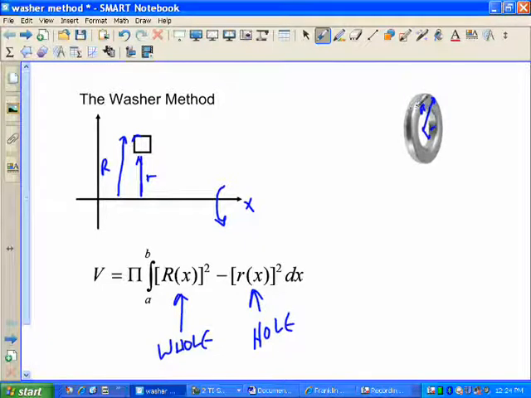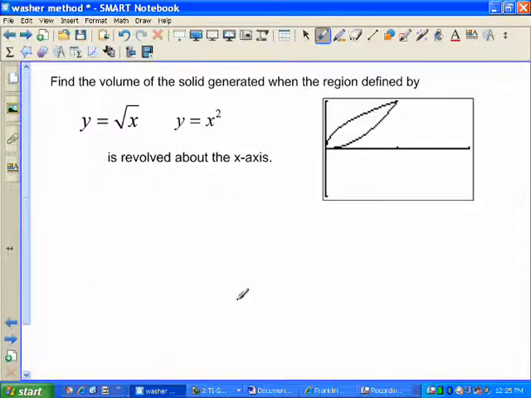If we're going to get to something larger, we first find the area of one of my washers, multiply it by the thickness to get the individual washer, and then depending on how long it is, we're just going to stack up a bunch of these washers together. That's what the integration part does. Okay? So let's try one, shall we?